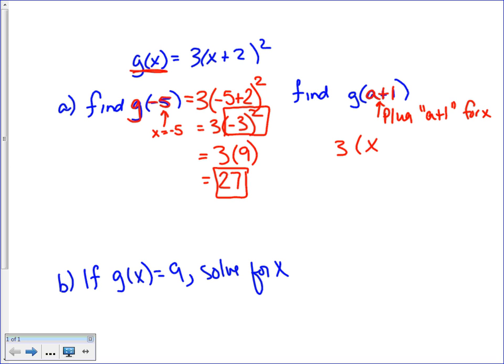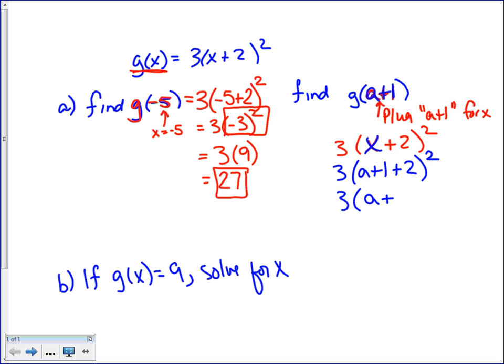It was 3 times (x plus 2) squared, but instead of writing an x, I'm going to write an a plus 1. So 3 times (a plus 1 plus 2) squared. And now just simplify whatever you can.